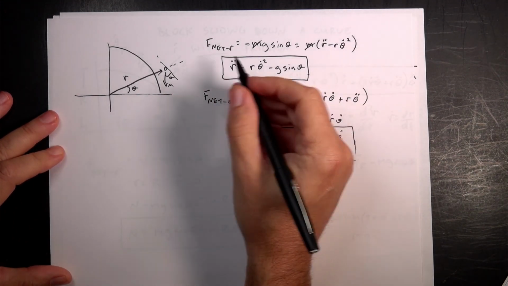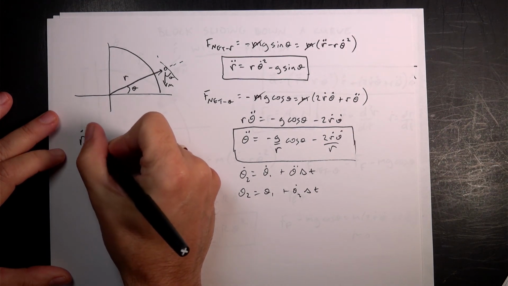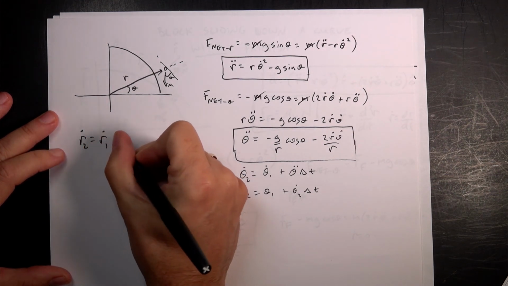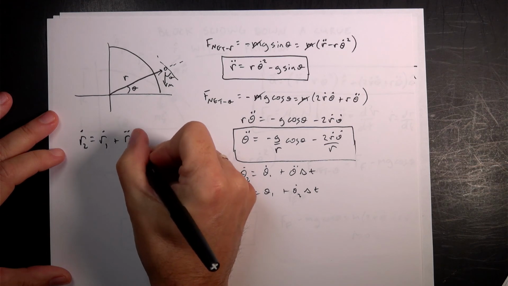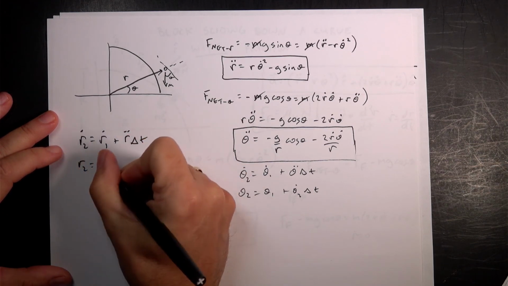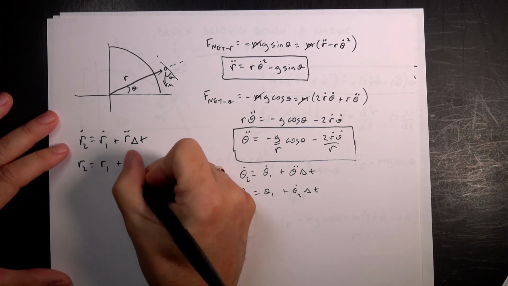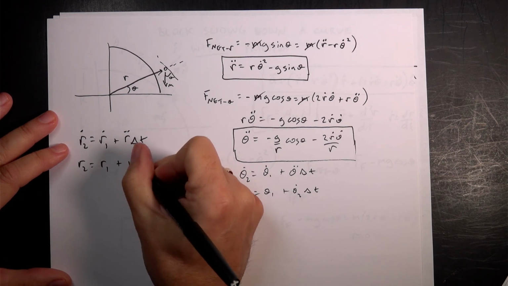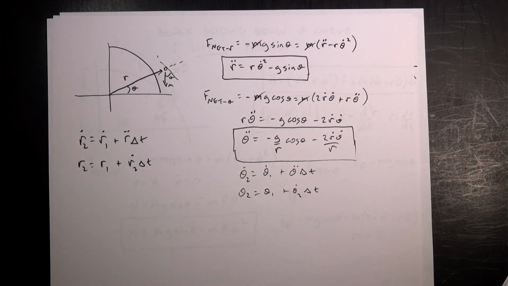So I need to calculate r double dot. r2 dot equals r1 dot plus r double dot delta t. And then r2 equals r1 plus r2 dot delta t. So I'm going to have two sets of equations, just like you would with an x and y, but here we're dealing with r and theta. So let's go ahead and model this in Python.